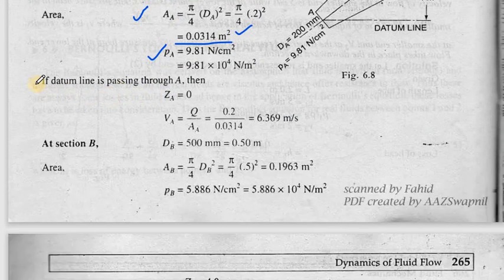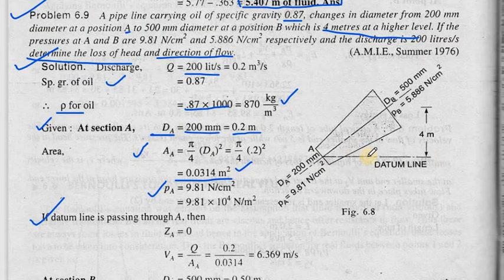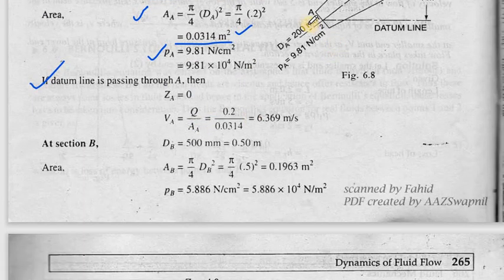If the datum line is passing through A, we are considering that, because in this question we are not provided with any value in terms of datum. We have only got that point B is 4 meter higher than point A. So we are considering point A as the datum. So ZA will become 0.